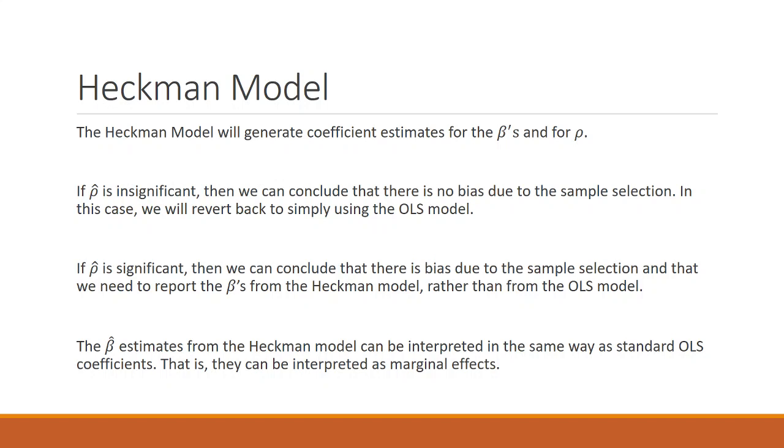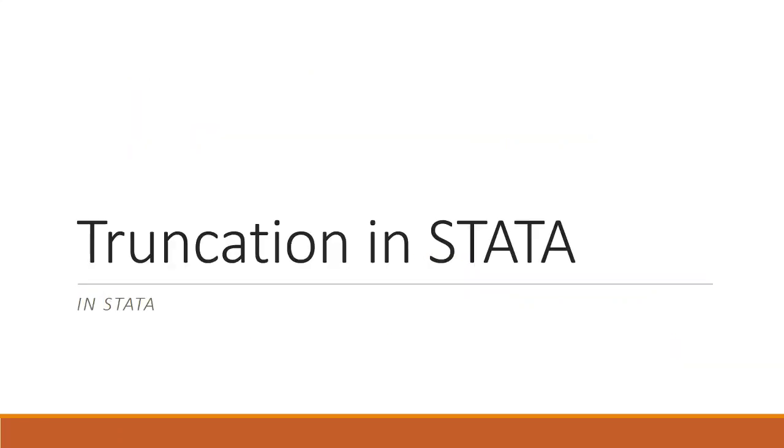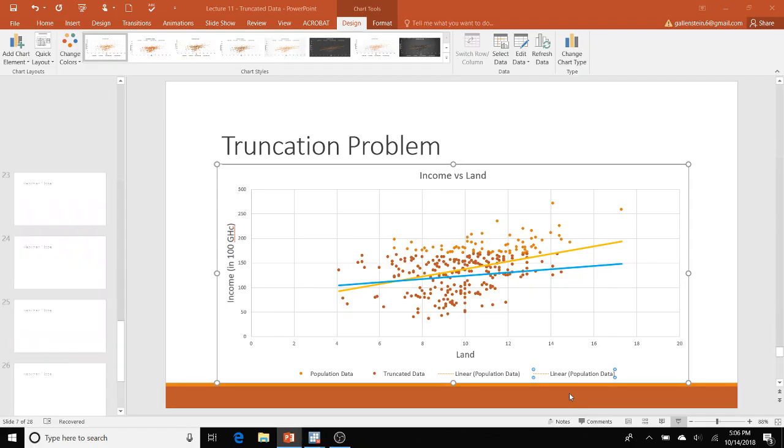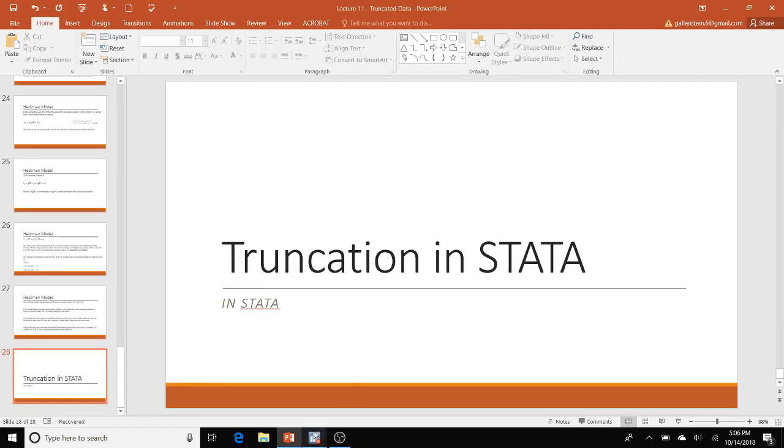All right. Now, lastly, the beta 1 hat estimates from the Heckman model can be interpreted in the same way as the standard OLS coefficients. So that is, they can be interpreted as marginal effects. All right, so with that, let us do some Stata.